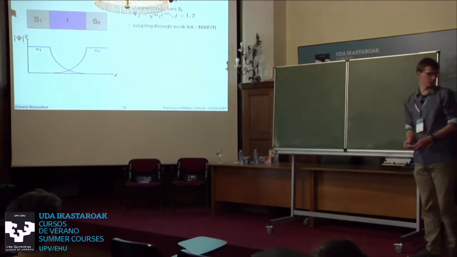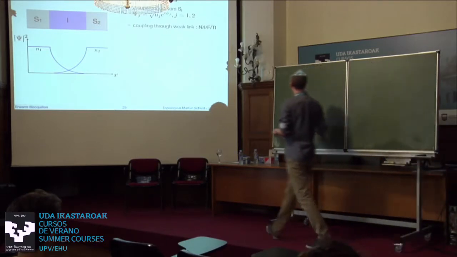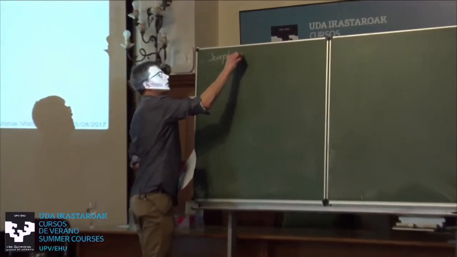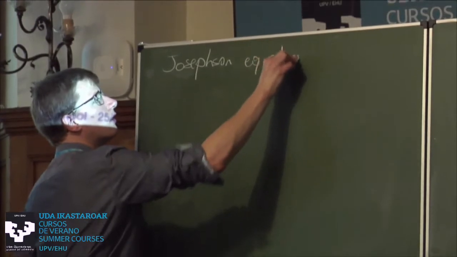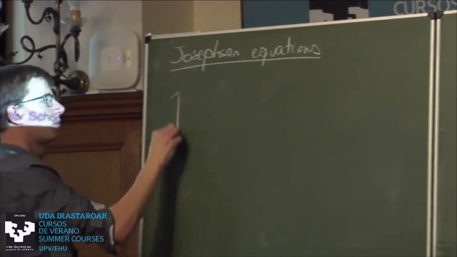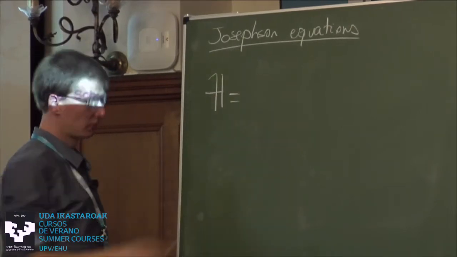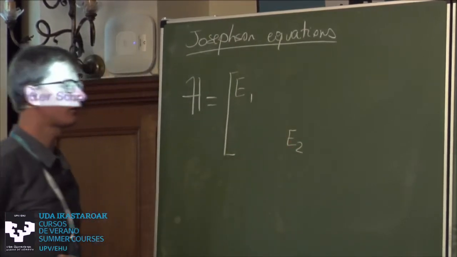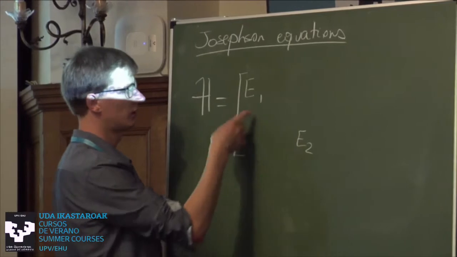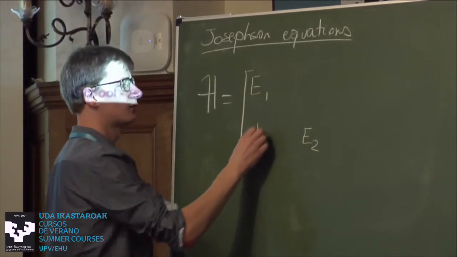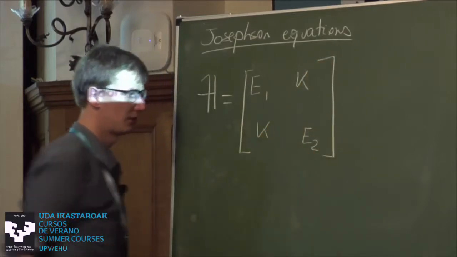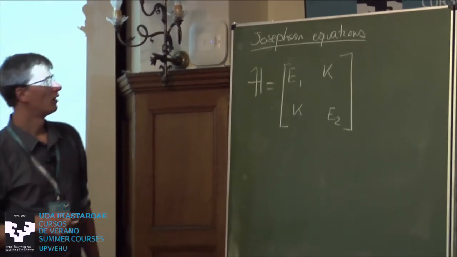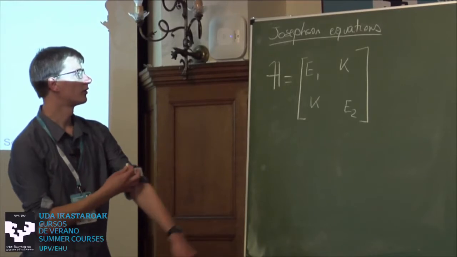So how do we do that in practice? Well, the simplest way is to start from a very simple Hamiltonian, probably the simplest you'll see this week, which is the one you see in basic quantum mechanics, where you have two stationary states at energy E1 and E2 that you couple with a coupling constant K. And if you do that, you have the Schrödinger equations that govern these two condensates.